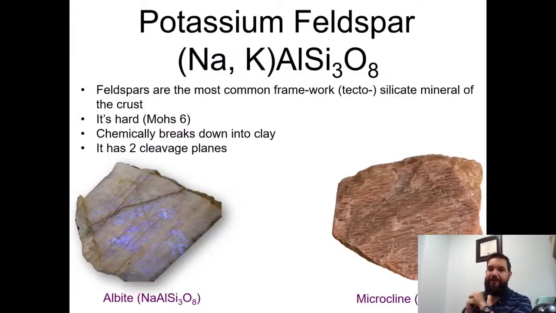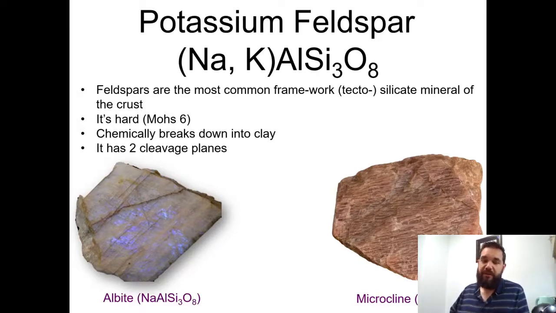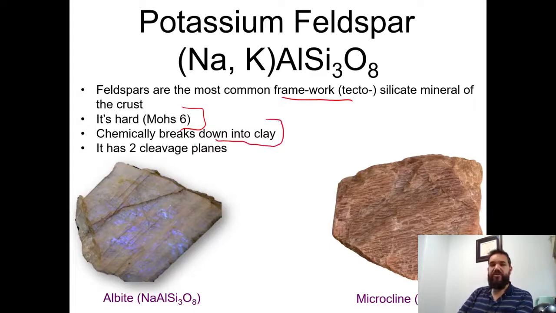Very important mineral, feldspars. Okay, the feldspars. They are the most common mineral of the crust. That comes in 2 types. There's potassium feldspar and plagioclase. And we're going to talk about the difference between those. So the most common mineral of the crust, they're framework silicates, just like quartz. They're hard, but not as hard as quartz. They chemically break down into clay. Clay minerals are formed by the chemical weathering of feldspar.